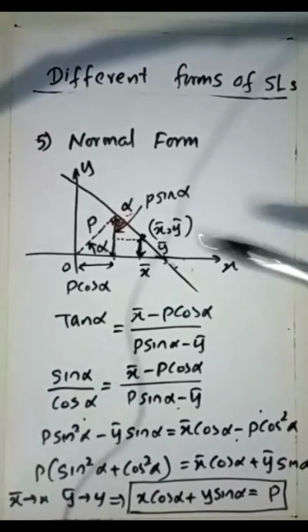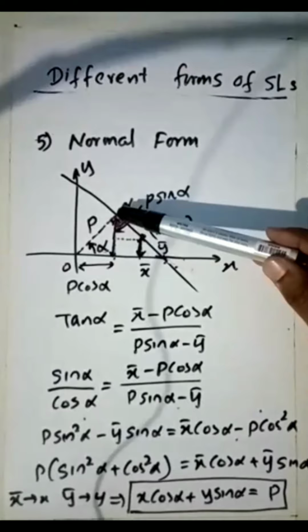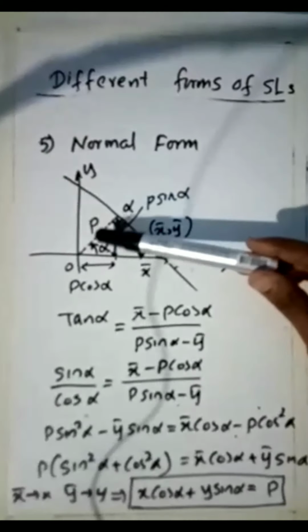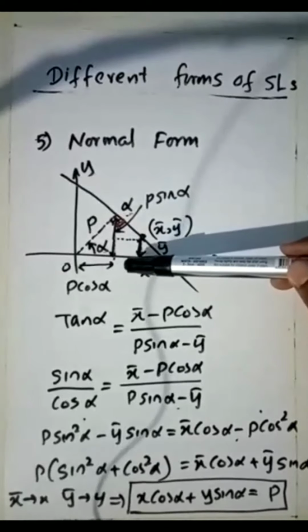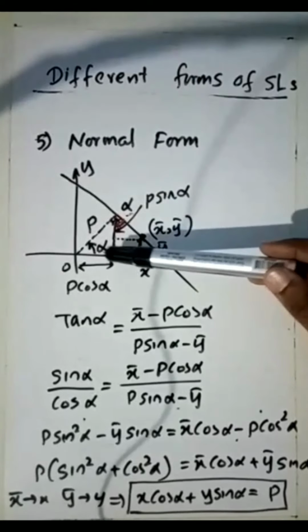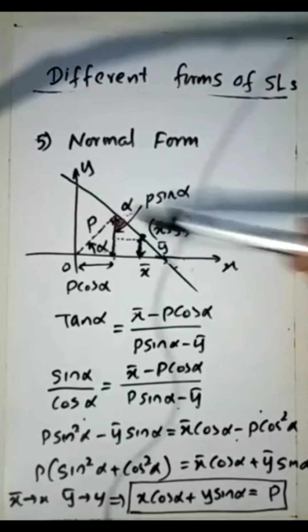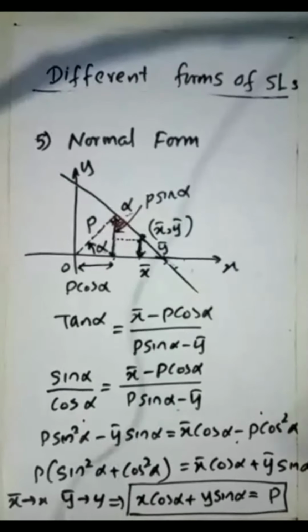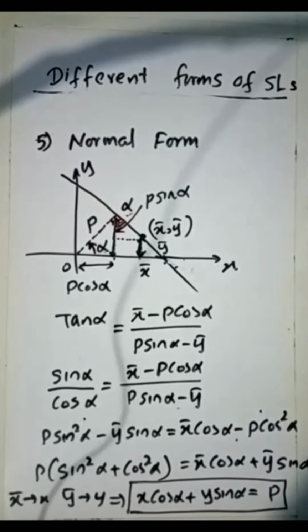For this case, given data, perpendicular distance from the origin to the line p, and that perpendicular make positive direction of the x-axis and anticlockwise sense alpha angle. Then using those two, we can get the equation of the line, that is x cos alpha plus y sin alpha equal p. Now check this.